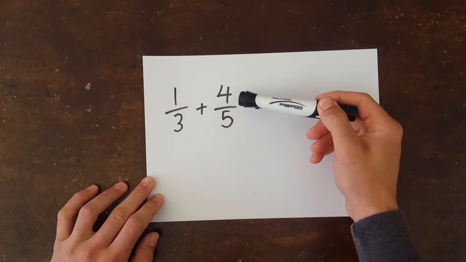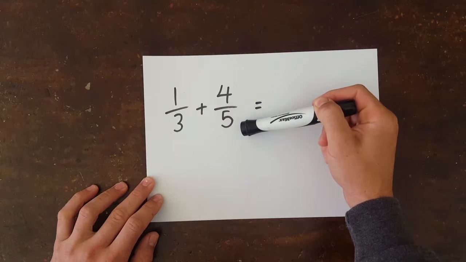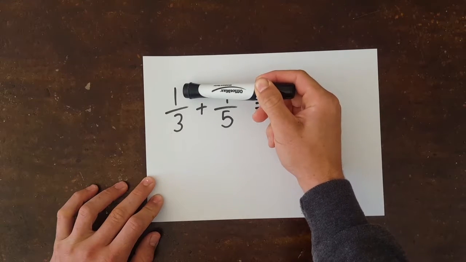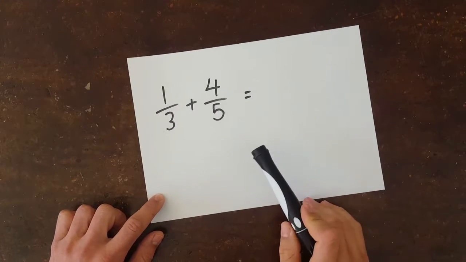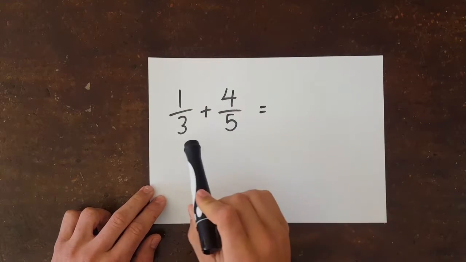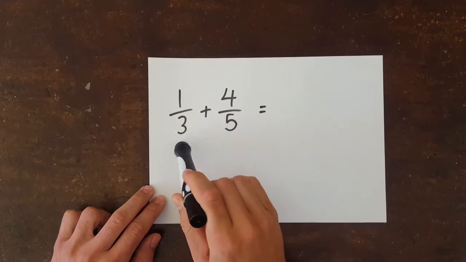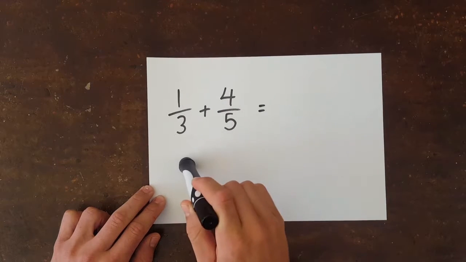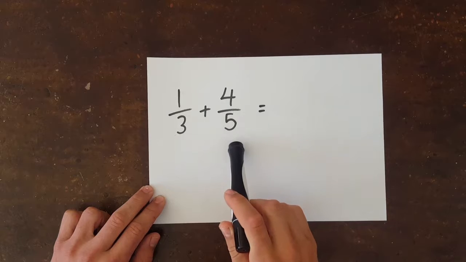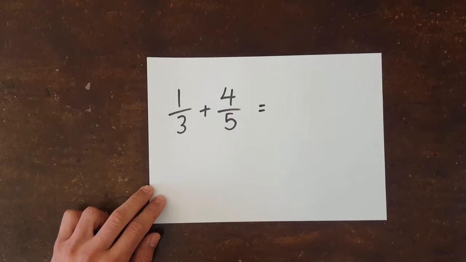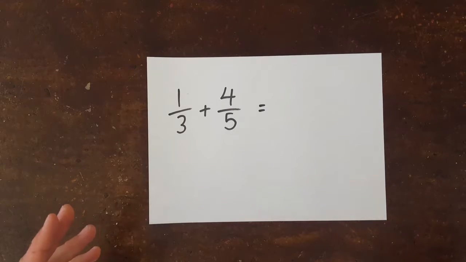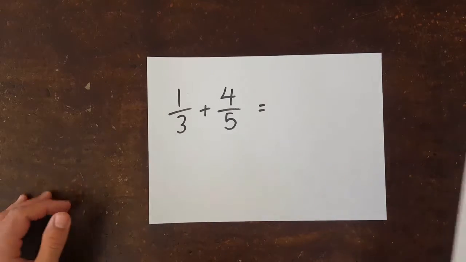Now within a fraction we have the numerator and the denominator, and it's the same for this one, numerator and denominator. Now to complete an addition problem, when using fractions, we need to change the denominators into the same number. So that's a third and that's a fifth, so we need to make them equal. The reason for this is because we need to have the same amount of slices in our pie.